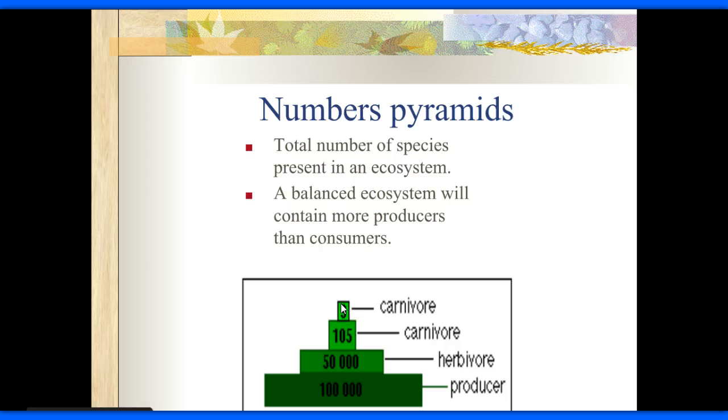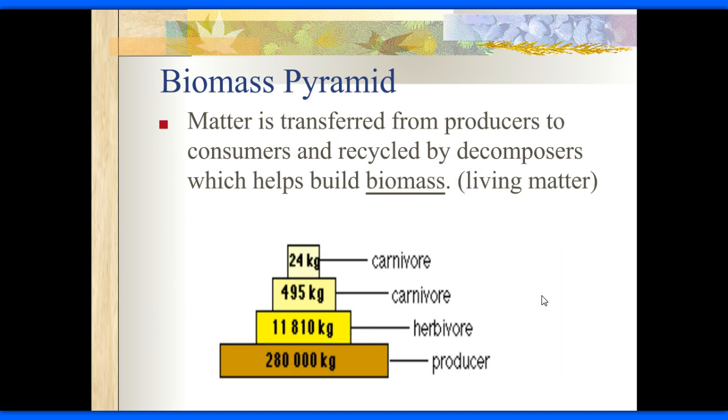So the total number of top level carnivores in an ecosystem are always a lot less than the number of primary producers, simply because there is not enough available energy to support a large number of top level carnivores. And it's the same with the biomass. Biomass is referring to how much living matter there is in an ecosystem.